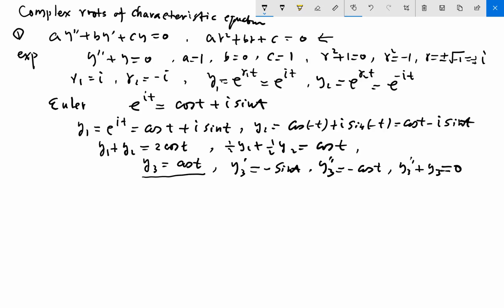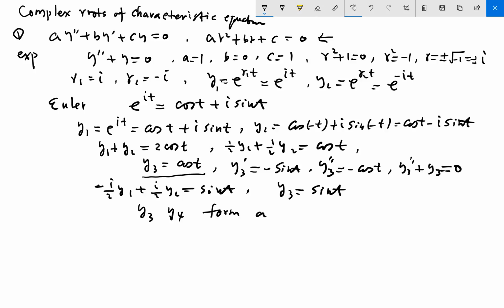Similarly, we can do this. Negative i over 2 y1 plus i over 2 y2 would give you sine t. You can check. We call this y4. y4 is sine t. Similarly, you can check this one is also a solution. And we can check that y3 and y4 form a fundamental set.